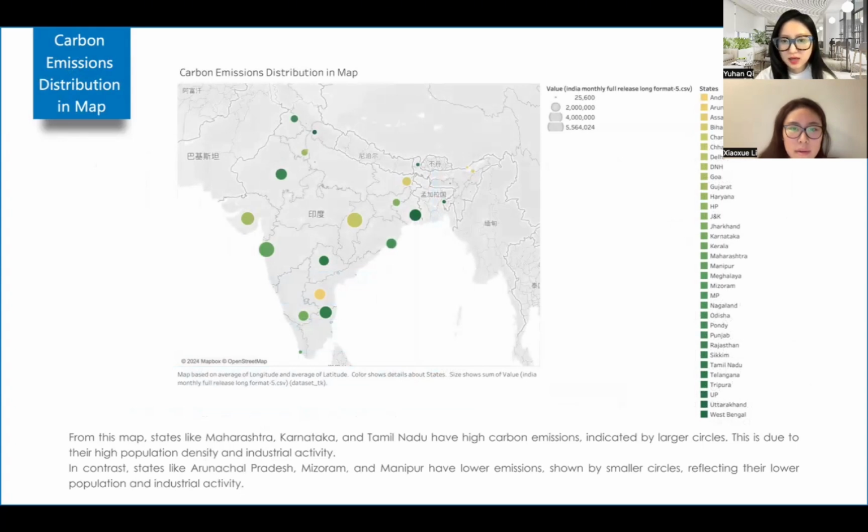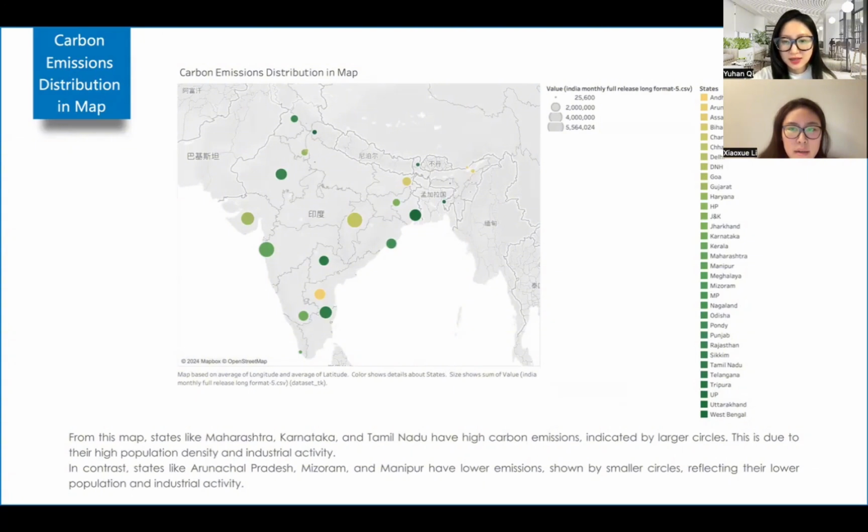From this map, it is evident that states like Maharashtra, Karnataka, and Tamil Nadu have higher carbon emission as indicated by a large circle. This high emission can be attributed to the high population density and the significant industrial activities in these states.